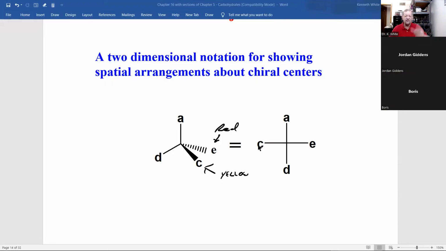Well, that's what a Fischer projection does. Notice I've rotated it and then smashed it. And when you rotate it, C will be on this side, E will be here on this part, and A is on the top, D is in the center. Now, you still have the stereochemistry, and you have to know these two right here are coming out at you.